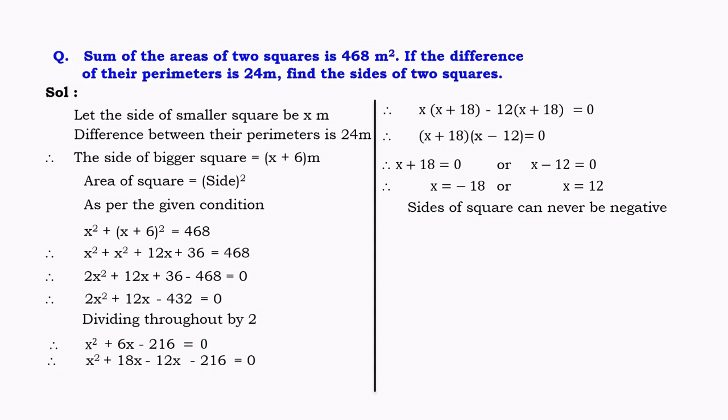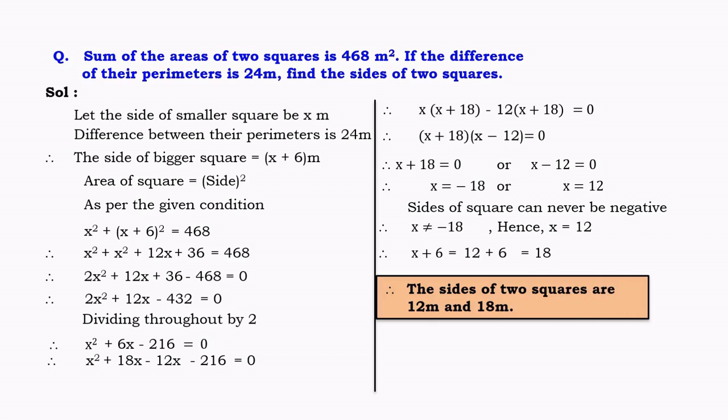So, x plus 18 equals 0. Or, x minus 12 equals 0. This gives x equals negative 18. Or, x equals 12. Since the side of a square cannot be negative, we reject negative 18. Therefore, x equals 12. The side of the smaller square is 12 meters.